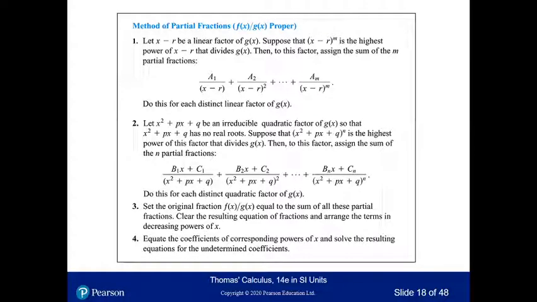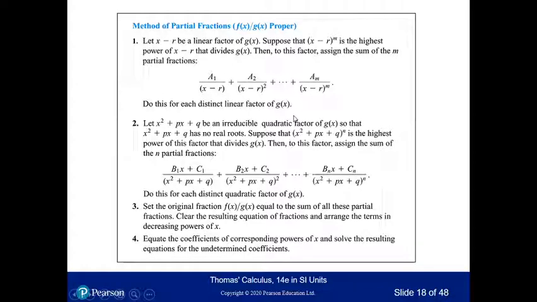Then what you're going to do is take that and assign the sum of the m partial fractions like that, and we are going to have A1, A2, Am. These are constants: A1 over x minus r, plus A2 over x minus r squared, and so on, until Am over x minus r to the m, till you exhaust the mth power. We are going to do this for each distinct linear factor of g. That's how we would do it.